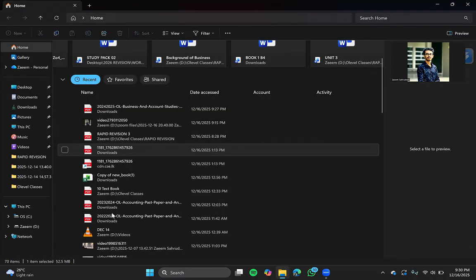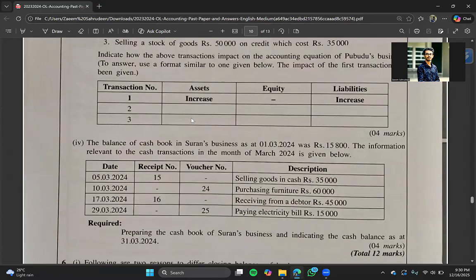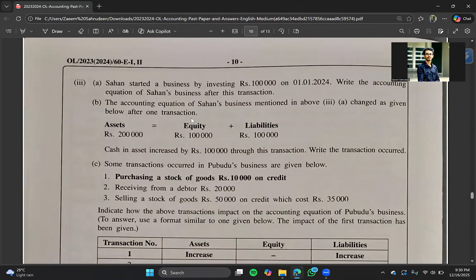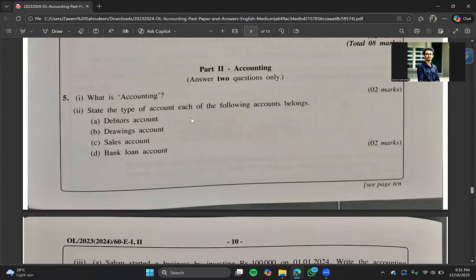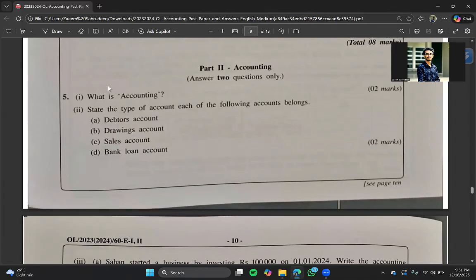Let's look at 2023. Even in 2023, under question number 2, they have asked what is accounting. Accounting is the process of providing financial information to the stakeholders in order to make business related decisions. So that is what we call accounting.